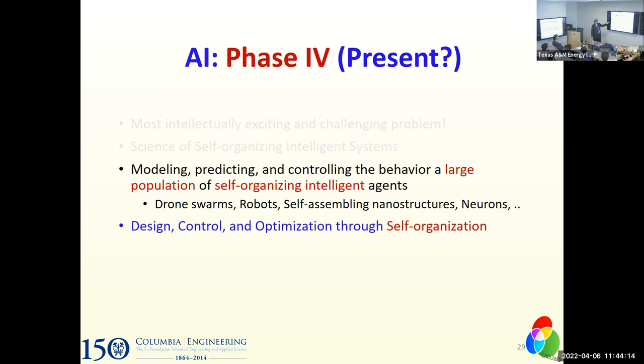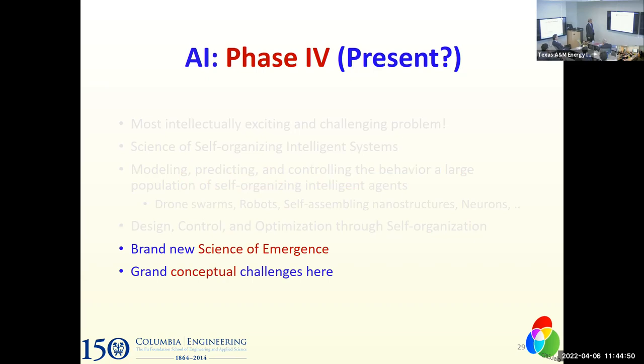In other words, how do you model, predict, and control the behavior of very large populations of intelligent agents such as drone swarms, robots, self-assembling nanostructures, neurons, and whatnot. And another way of looking at this is, how do you do design, control, and optimization through self-organization? Okay, this is really a systems engineering problem. And basically, this is how biology designed all of us. All of us are products of design, control, or optimization through self-organization. Okay, so what is the fundamental science of that?